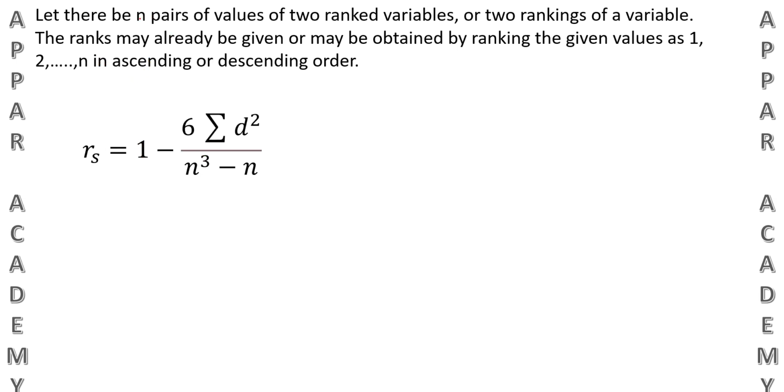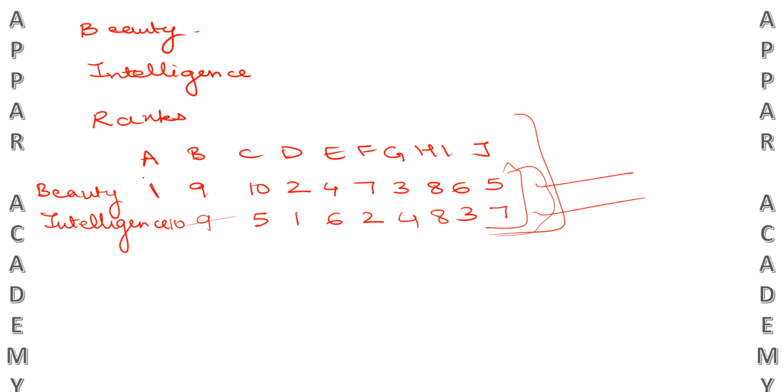Let there be n pairs of values of two ranked variables, or two rankings of a variable. This we have already talked about. Now we have n pairs, right? These are all pairs, where we have taken ranks from 1 to 10. These are all pairs of different ranks.